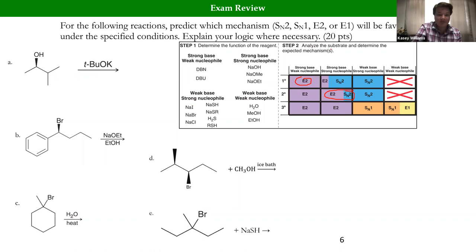Hey, Sean, I actually had a question about E1. I know it's splitting hairs, but you said that the non-rearranged product wouldn't actually occur. Is that just splitting hairs, or are you saying it would occur in an insignificant amount or not at all? An insignificant amount.